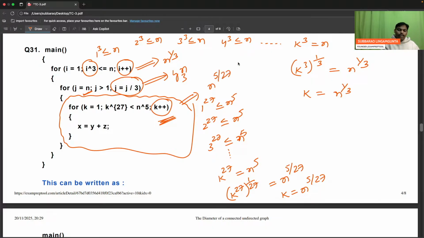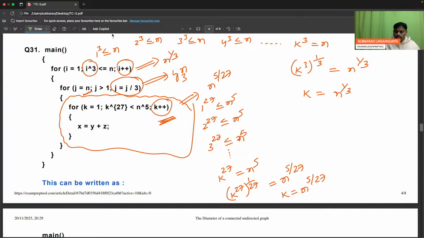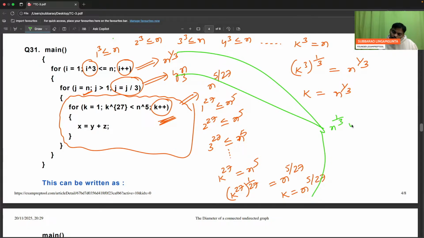And one more thing, remember, these are inner loops. You have to multiply. Multiply all three: this one, this one, this one. Then when you multiply, it becomes n power 1 by 3, log n, and n power 5 by 27.